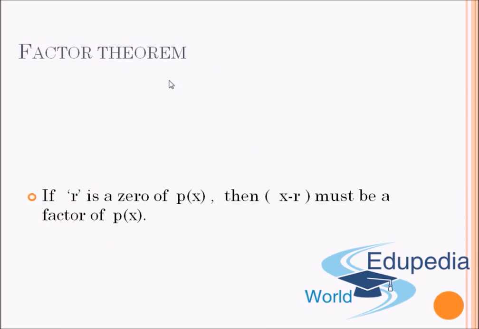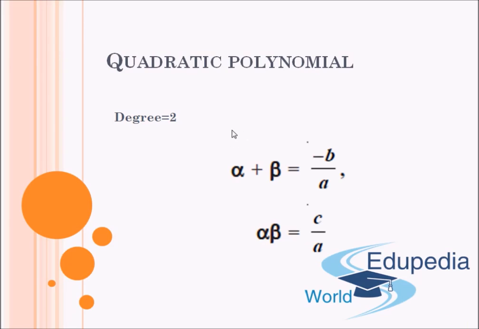Now, here is the factor theorem. The theorem says if r is a zero of p of x, then x minus r must be a factor of p of x. The factor theorem will be used in the quadratic polynomial derivation. Now, the degree of a quadratic polynomial is 2. We'll derive this result.